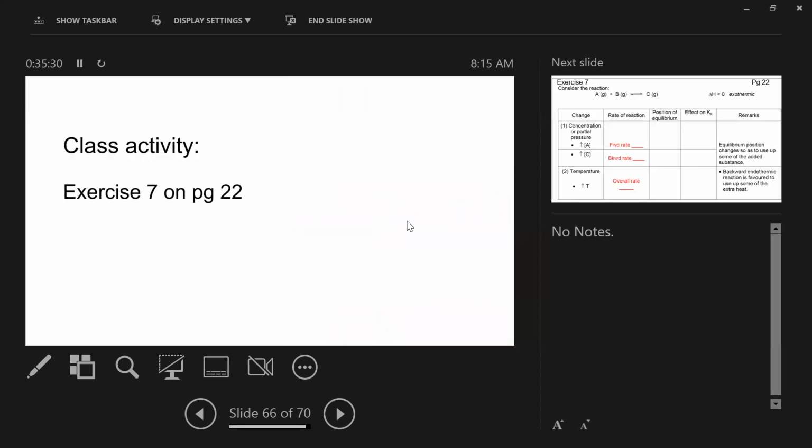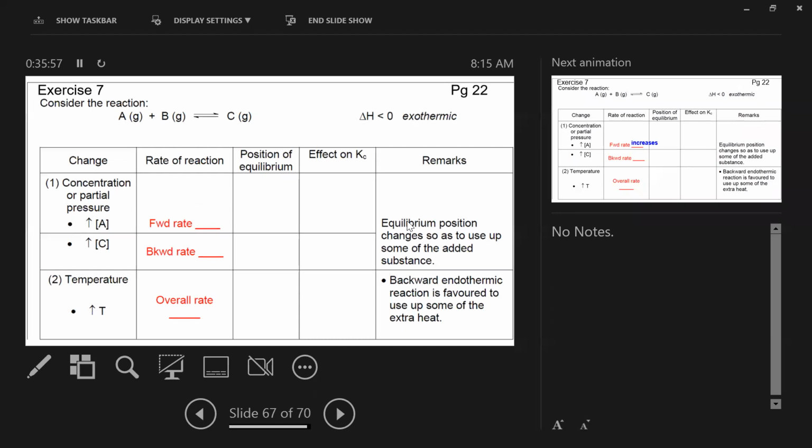Let's look at exercise 1.7. In this case, we are talking about the effects of concentration, temperature, pressure, as well as catalysis. For part 1, we are talking about the concentration of reactant A and the concentration of product C.